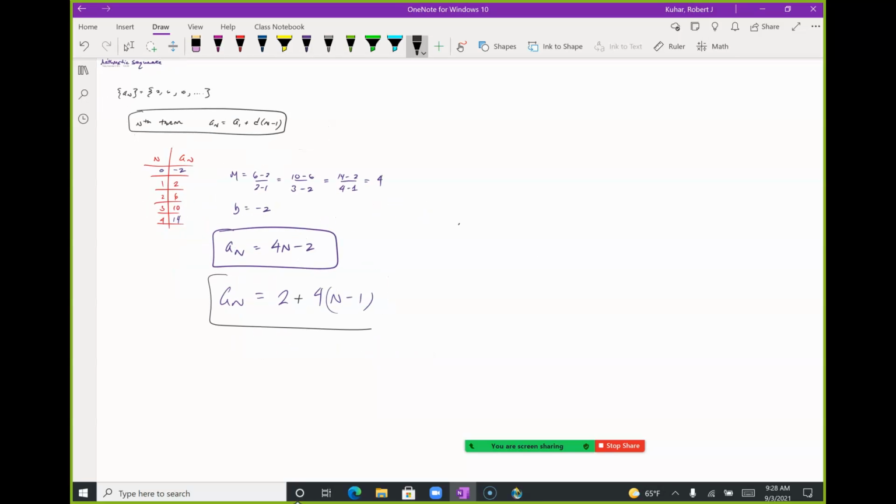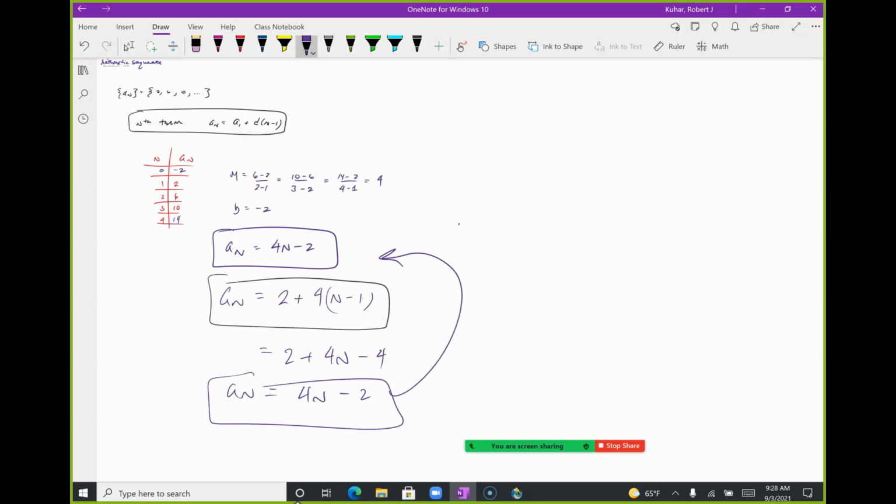So these two things are the same. I don't care which one you use. The second one looks a little clunky to me. But of course, if we distribute, you see that we get the same result, right? Kind of nice. I don't know why we don't teach lines that way.